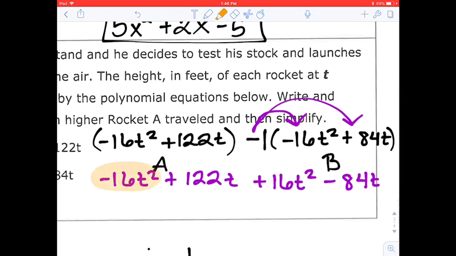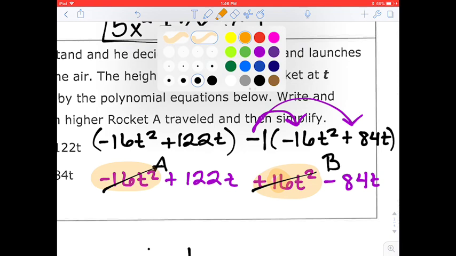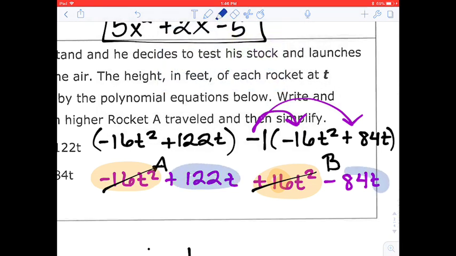So now I can start combining like terms. Here I see I have negative 16t squared and positive 16t squared. And what's going to happen when I add negative 16 plus 16? They're going to cancel out. That's 0. Negative 16 plus 16 is 0. So all that leaves behind is the t's. 122t minus 84t. 122 minus 84 is 38. So 38t. That is the distance between rocket A and rocket B in feet.